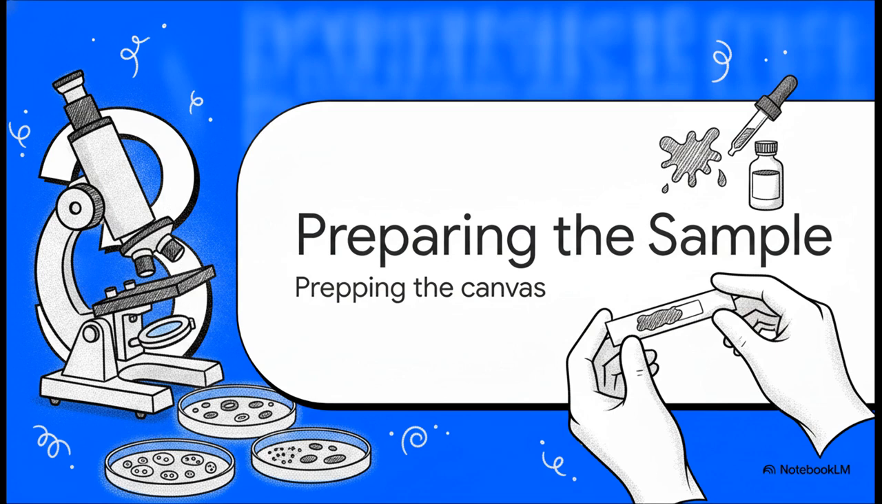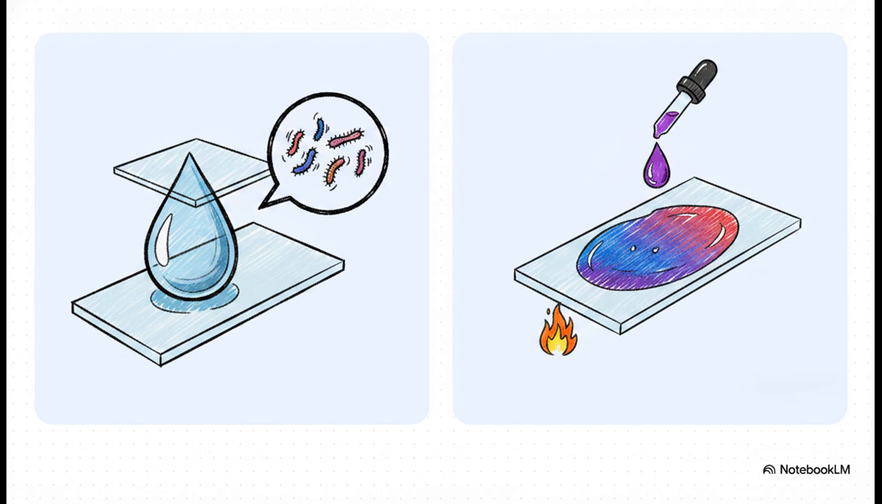That brings us to section 3, preparing the sample, prepping the canvas. So we've got our evidence securely in hand, now we have to physically prep it. We essentially have two main ways to turn that raw evidence into a viewable microscopic canvas. First, the wet mount examination. Here you just place a drop of fresh specimen directly on a slide, slap a cover slip on it, and examine it under low and high power. This is awesome for observing things in their natural fluid state.